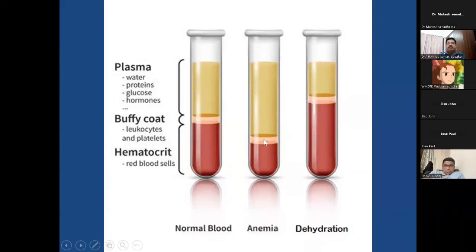What happens in anemia? See, the PCV is low, the plasma is high. PCV is low because of anemia. What happens in dehydration? The plasma is very low and the PCV is high. So the PCV becomes high in dehydration, PCV becomes low in anemia, and normally should have a PCV of 45% plus 55% plasma and 1% buffy coat.